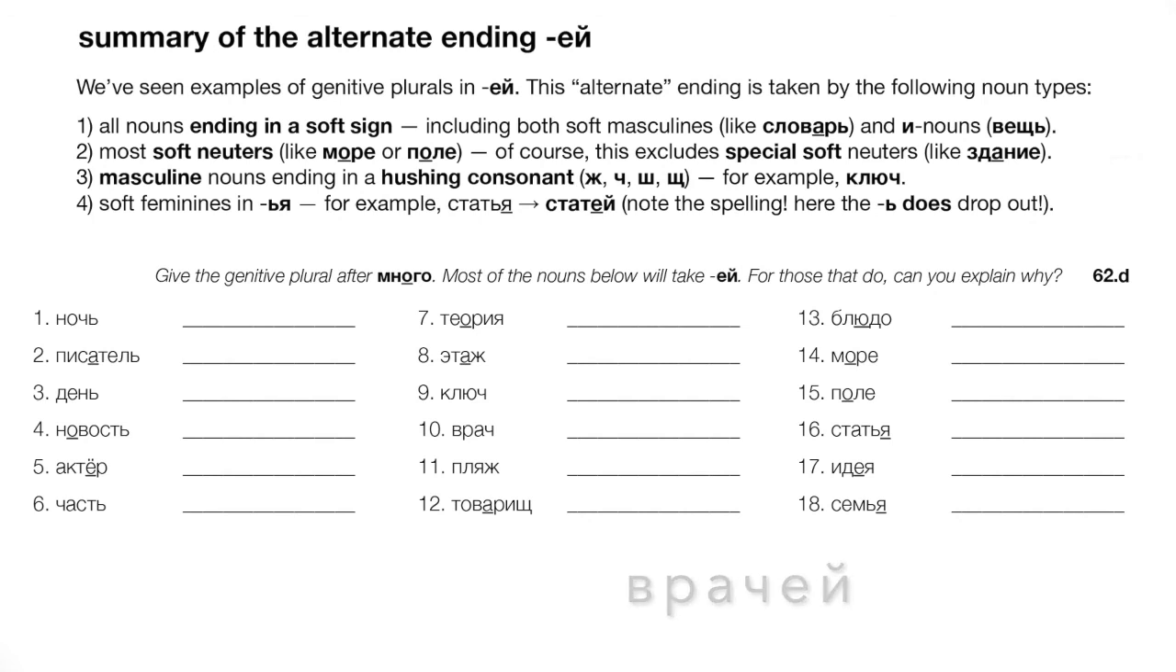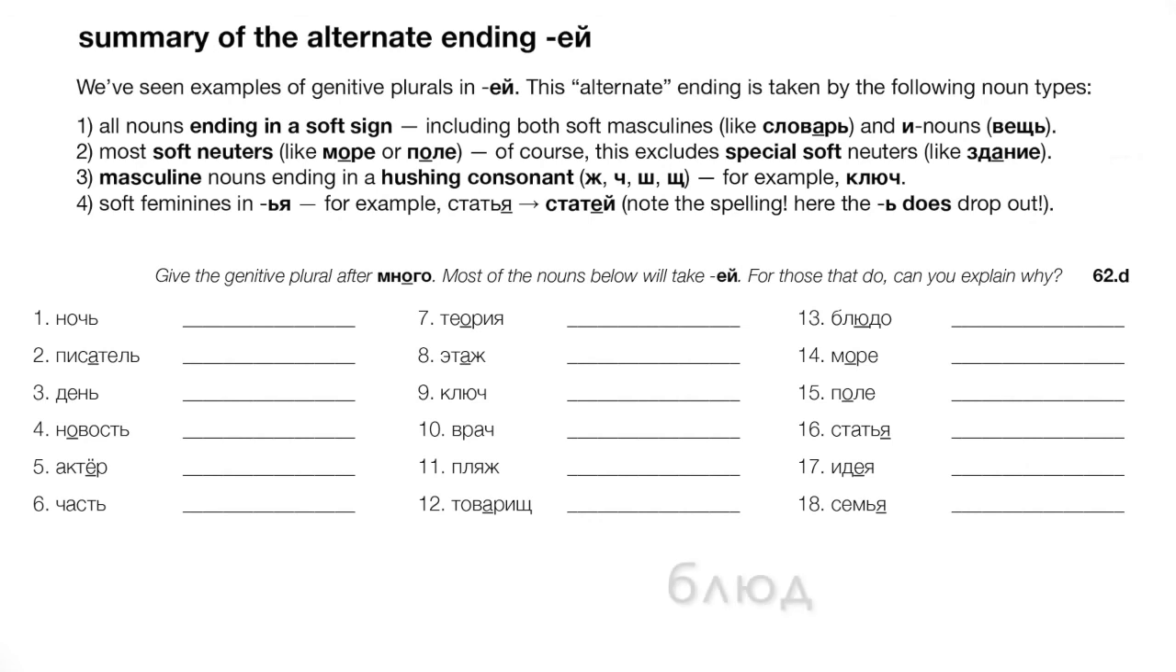Okay, number 11, плащ, we get плащей. Плащей. Right, masculine ending in a hushing consonant. We would expect that probably to be плащей, but it just isn't. And I guess one reason is it's a borrowing, we could say. But, you know, этаж is also a borrowing. So anyway, again, we have to just sometimes deal with discrepancies in Russian. Двенадцать, товарищи, товарищей, right? Masculine ending in a hushing consonant.